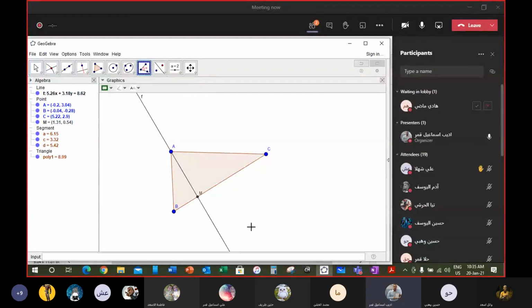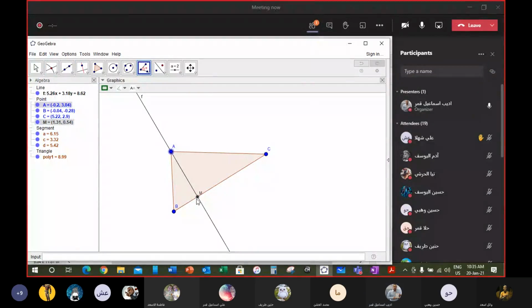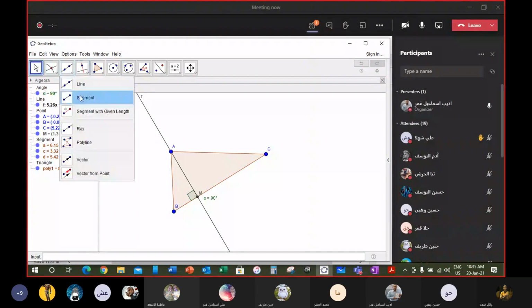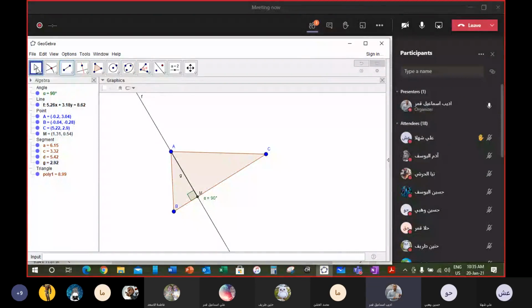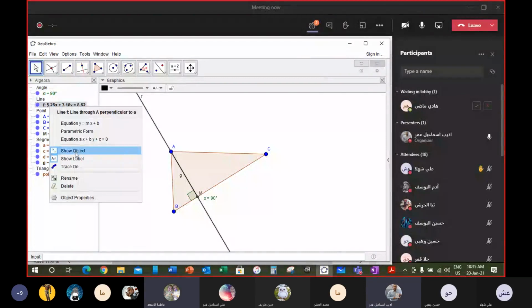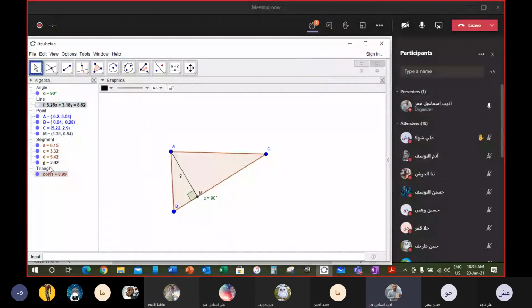Then we draw a segment. To remove the line, I don't want the line, I want the segment altitude. Okay. This is the figure.